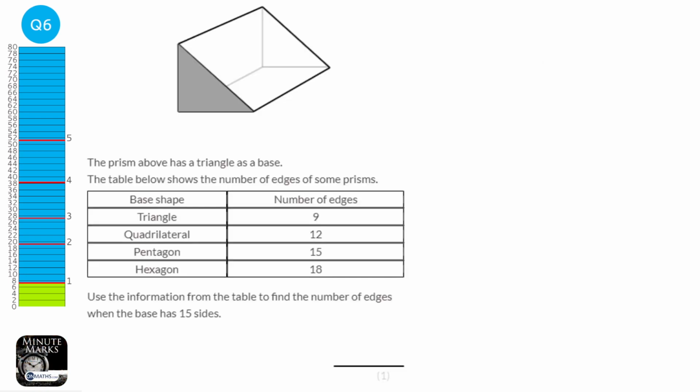If we add the number of sides each of these shapes has, a triangle has 3 sides, quadrilateral 4, pentagon 5, hexagon 6. And notice what's happening with the number of edges. Each time they're multiplied by 3. So all we need to do is get the 15 multiplied by 3, which will be 45. So there will be 45 edges.